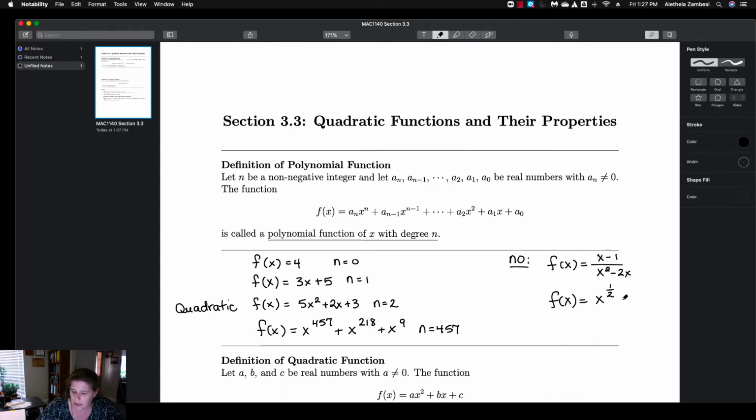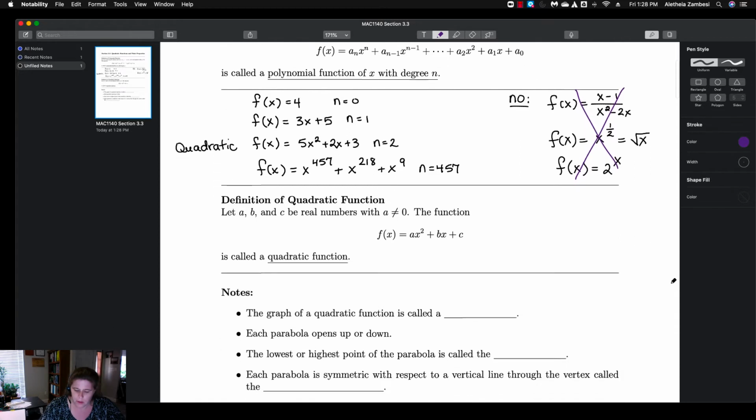That actually simplifies into the square root of x. So this is not polynomial again. Also, you can't have functions with x in the exponent position. So something like f of x is equal to 2 to the x, for example, is not a polynomial function. So these here are not polynomials and not what we will be dealing with today.